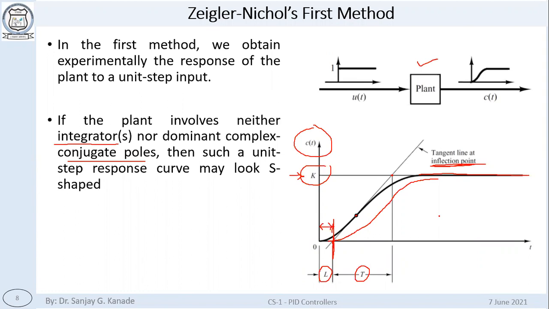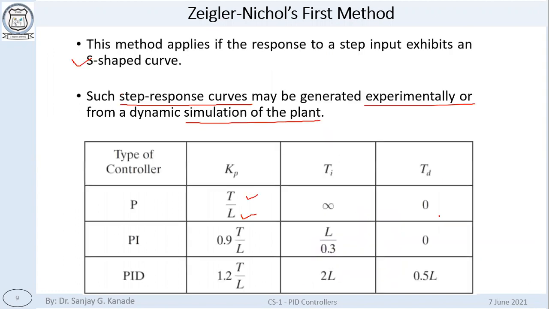Once you have these two values, L and T, from the curve, you simply substitute the values in this table. Of course, you will think that this seems to be quite a complicated thing. There is no other way around. You must remember this table by heart. There is no other alternative. There are no derivations also for these parameters. Why this formula?